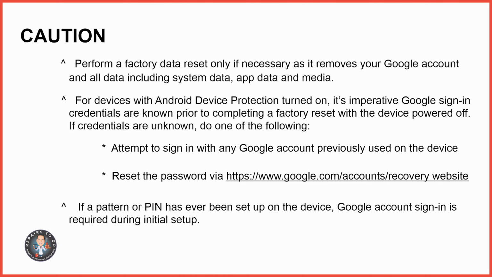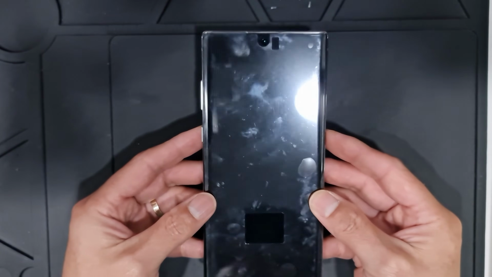If credentials are unknown, do one of the following. 1. Attempt to sign in with any Google account previously used on the device. 2. Reset the password via www.google.com/accounts/recovery website. If a pattern or PIN has ever been set up on the device, Google account sign-in is required during initial setup. Ensure the device is powered off.